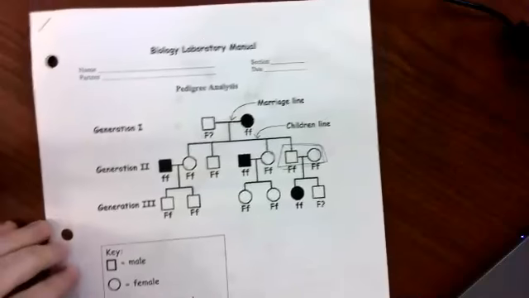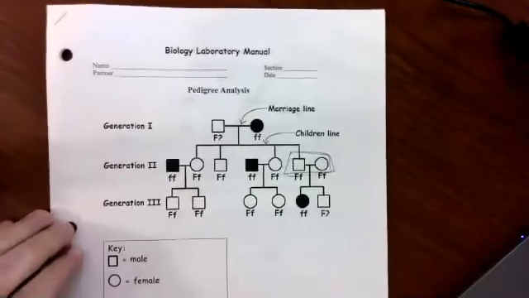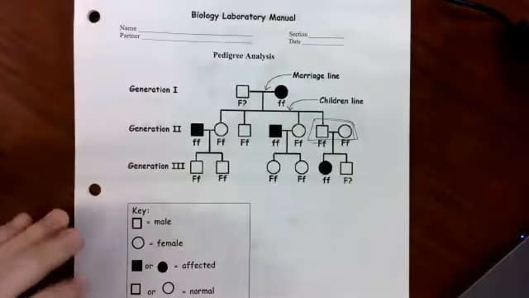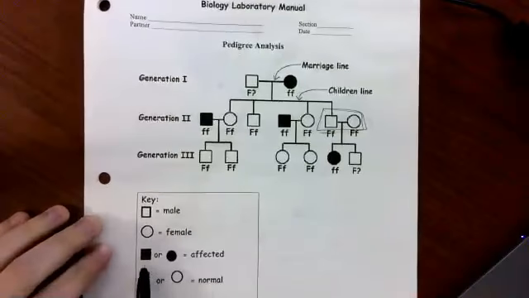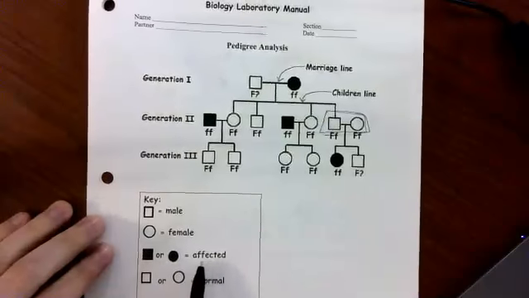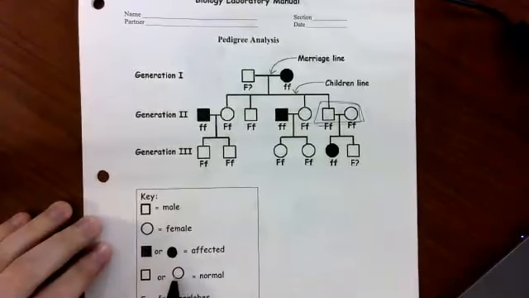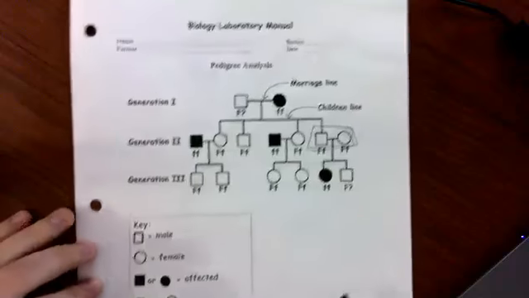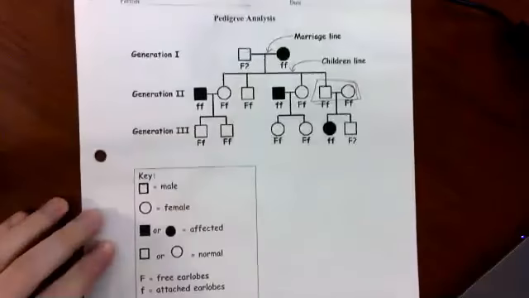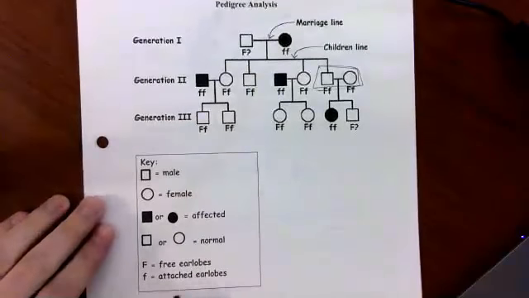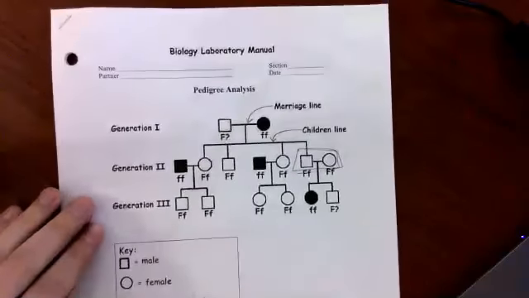So first off, this first page just gives an example of a pedigree. You can see in the key, squares represent males, circles represent females, a shaded shape means you have the disease or whatever trait we're tracking. Open circles or squares means that you do not. Here we're tracking free or attached earlobes through 3 generations.